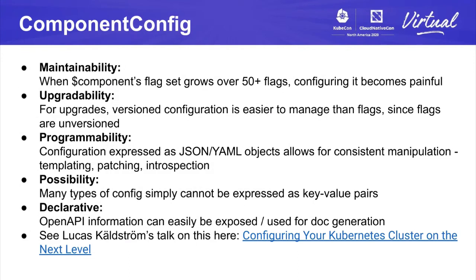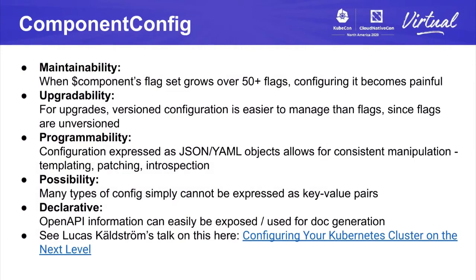Component config gives us a lot of benefits. It has maintainability, so when a component has a flag set that grows over 50 flags, configuration becomes painful. Upgradability, so for upgrades, versioned configuration is arguably easier to manage than flags, since flags are unversioned. Programmability, configuration expressed as JSON and YAML objects allows for consistent manipulation, templating, patching, and introspection. And also possibility. Many types of config simply cannot be expressed as key-value pairs. And finally, it's also declarative. OpenAPI information can be exposed using component config and used for generating documentation for your config.